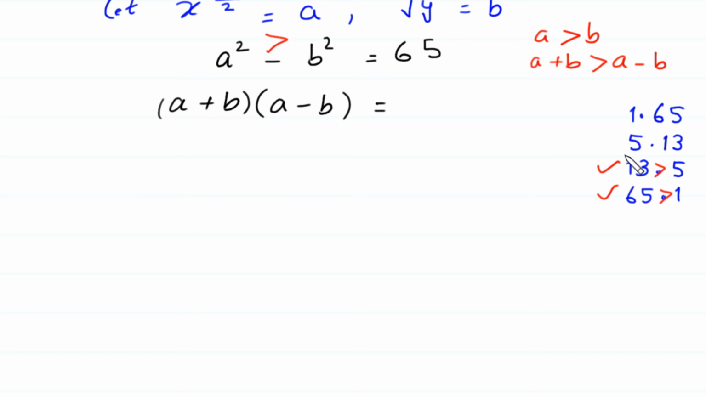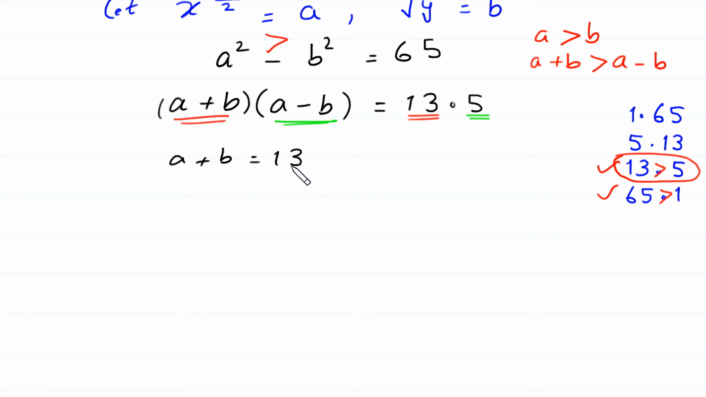First we solve 13 times 5. We factorize this 65 as 13 times 5. Now we write this greater factor, a plus b, equal to 13. We write this smaller factor, a minus b, equal to 5. Like this, a plus b is equal to 13 and a minus b is equal to 5.